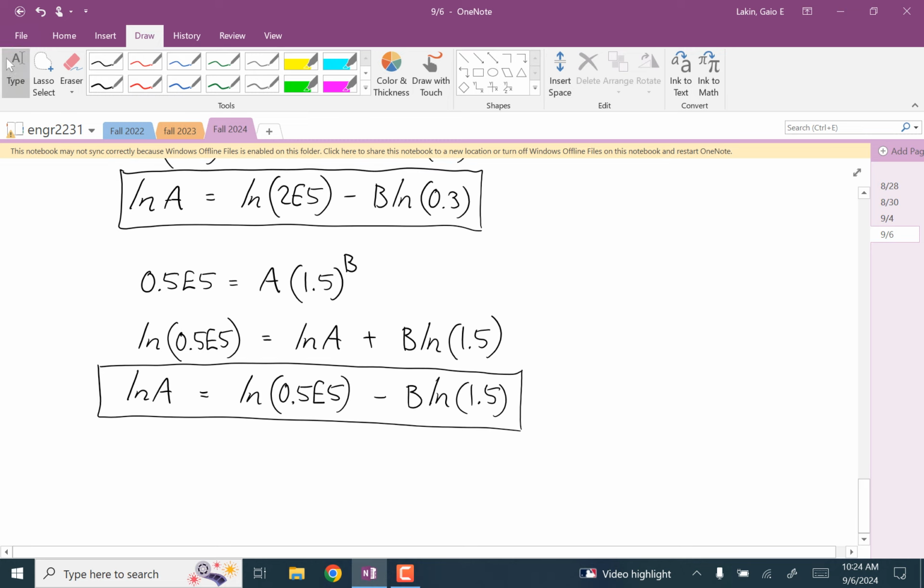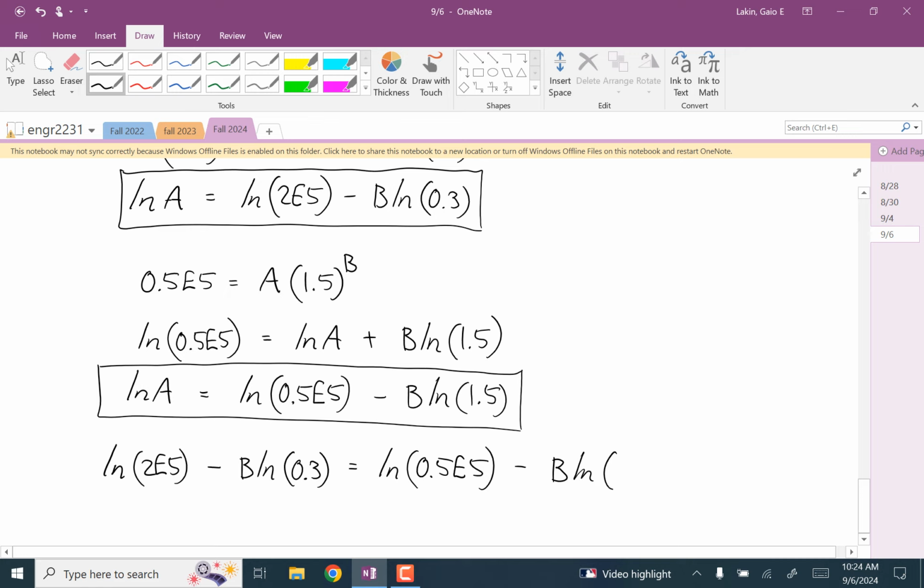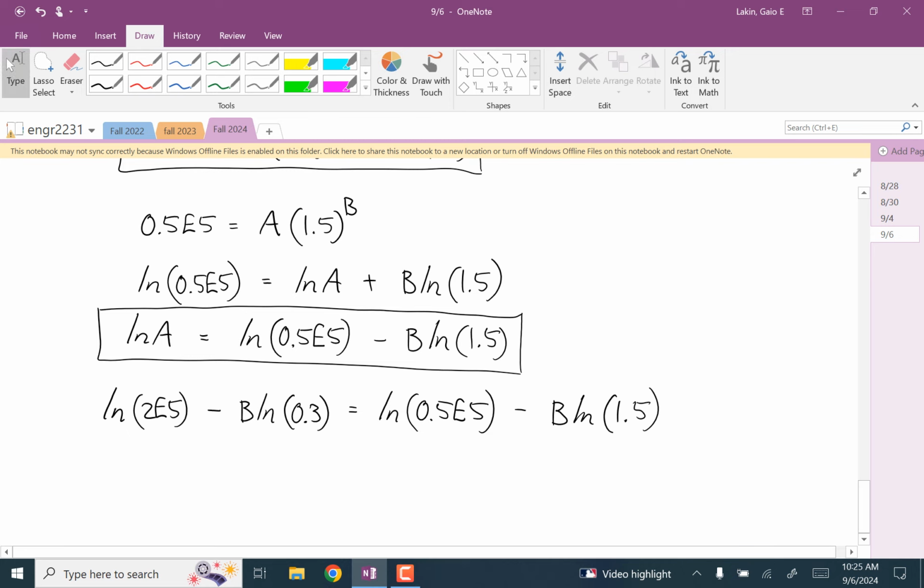So we can set the two right sides equal to each other. So we have natural log of 2 times 10 to the 5th minus B times the natural log of 0.3 is equal to the natural log of 0.5 times 10 to the 5 minus B times the natural log of 1.5. And now we can just calculate these. Let's see, did I do it the same way? Probably not.